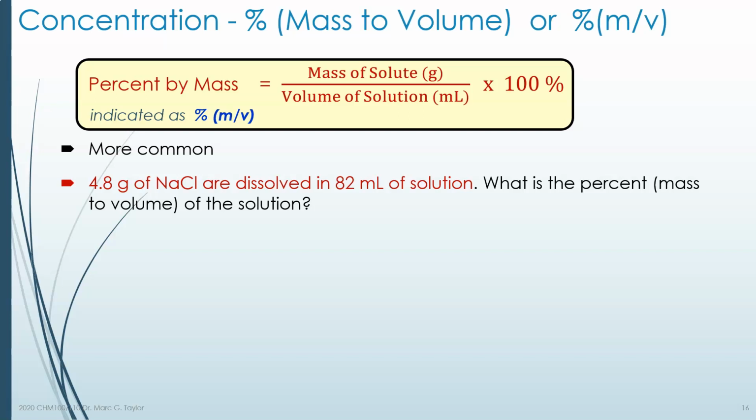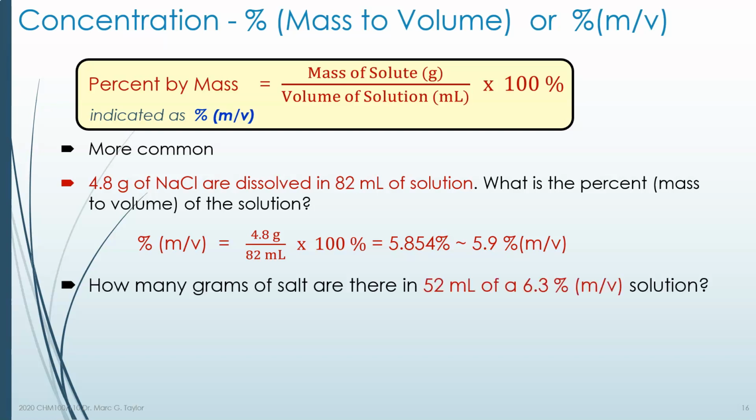So here's an example. 4.8 grams of sodium chloride are dissolved in 82 mils of solution. So you were given the total solution volume of 82 mils. You're given the number of grams of solute. You merely divide the grams by the mils and then turn it into a percent. So we'll multiply it out. We get 5.854%, which we need to round to two significant digits again to give us 5.9% mass to volume.